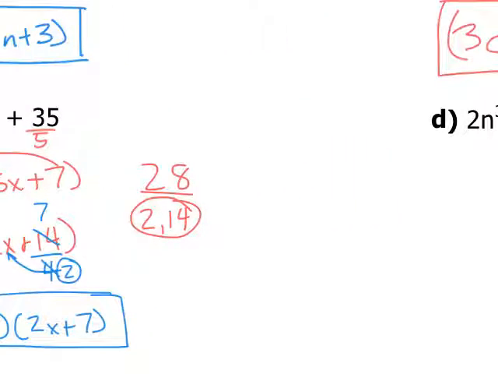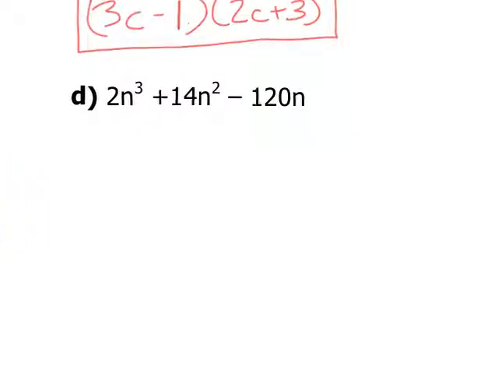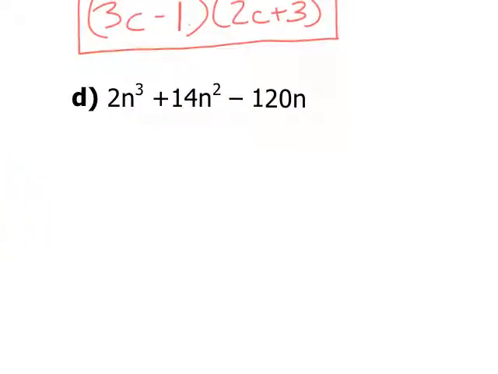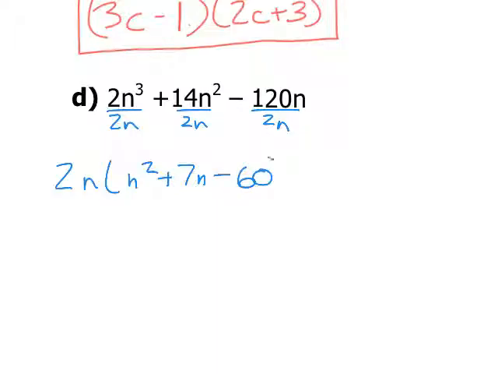Okay, one more. Let's look at D. Does D have a GCF? Yes. It does. What is it? 2. 2 what? Oh, 2 n. They all have an n, right? So 2n is my GCF. Okay, which leaves me with n squared plus 7n minus 60. Do you notice what happened inside the parentheses?